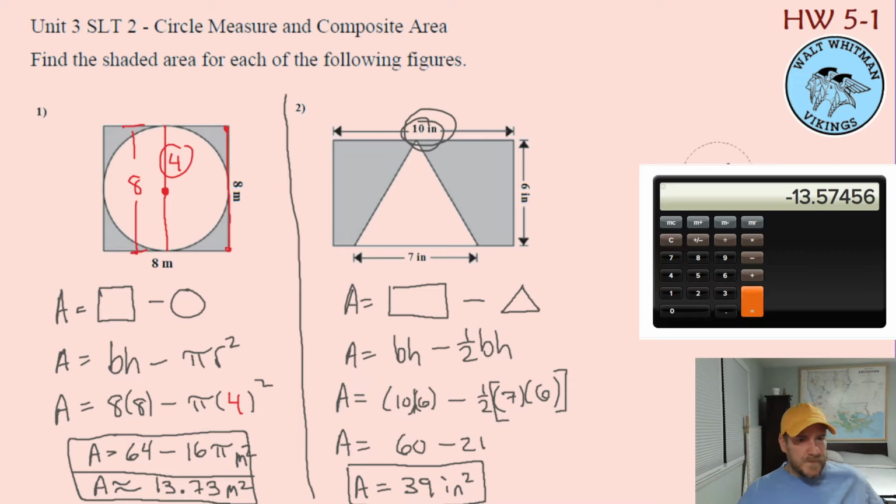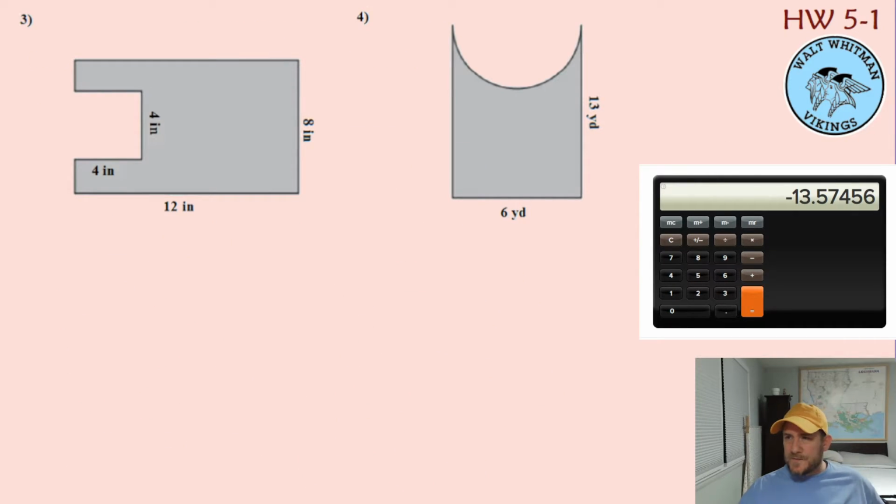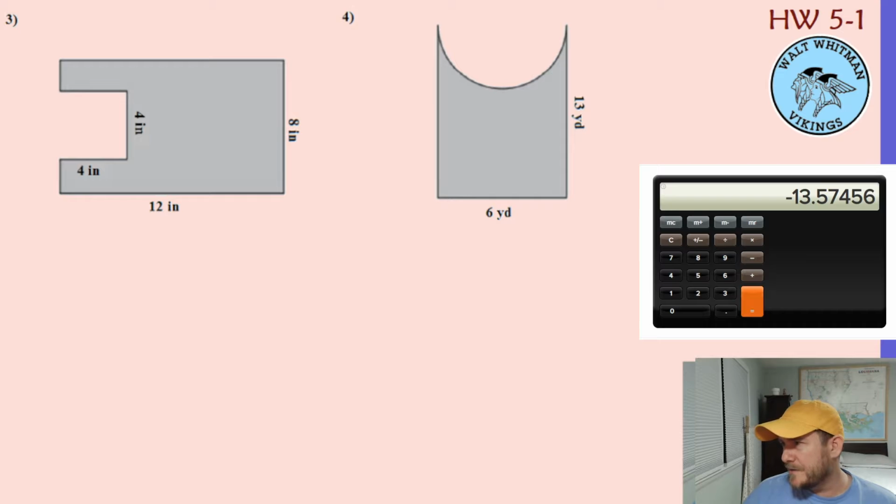So that's it. Next couple, 3 and 4. So 3 is another one of these that we could do a couple ways. Some of y'all might prefer to look at this and say that you're going to slice it right here, creating a rectangle, a rectangle, and a rectangle, and you're going to do it all by addition. So you'll go part plus part plus part. And that's fine if you want to do that. It's not what I'm going to do.